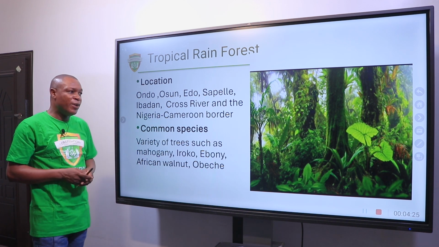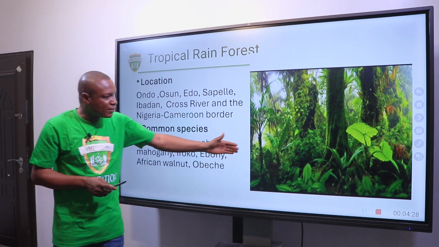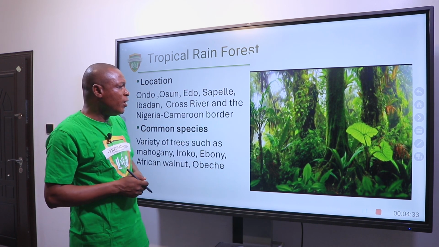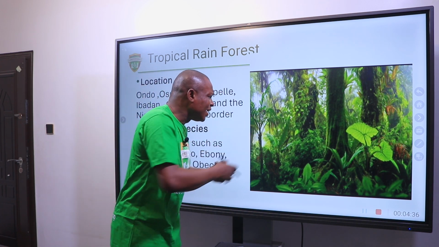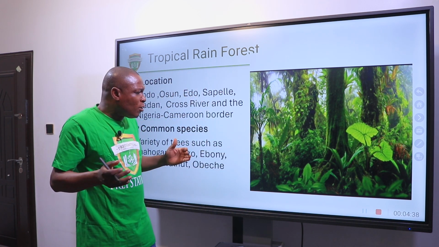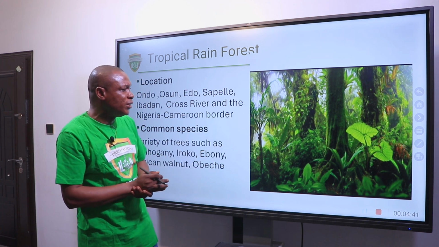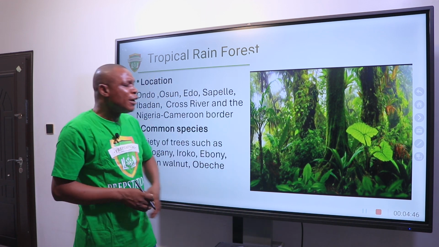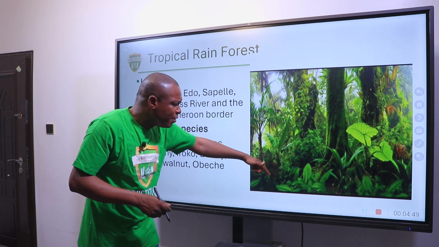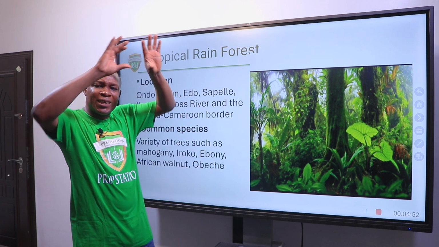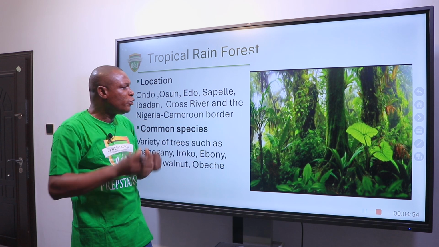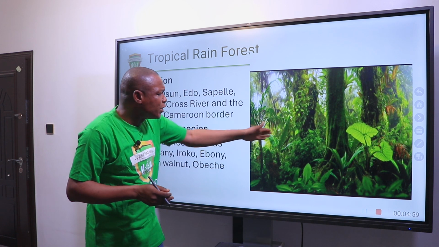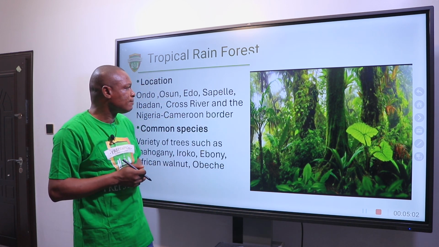The tropical rainforest. Look at our pictorial representation of the tropical rainforest. You can see that the forest is dense, clustered with trees of various species. And then the floor of the forest is dark because sunlight cannot penetrate to the floor of the forest due to the thick canopies of foliage of trees. We have diverse species of trees, not just one kind of tree.